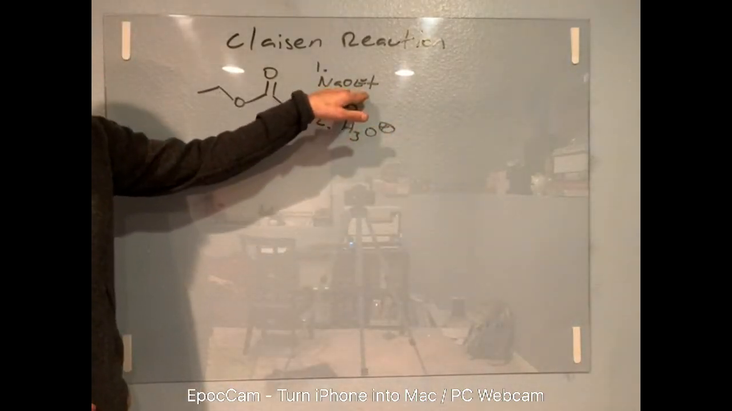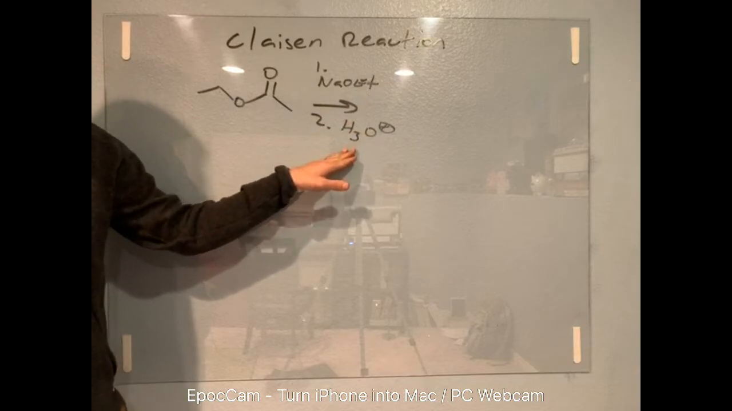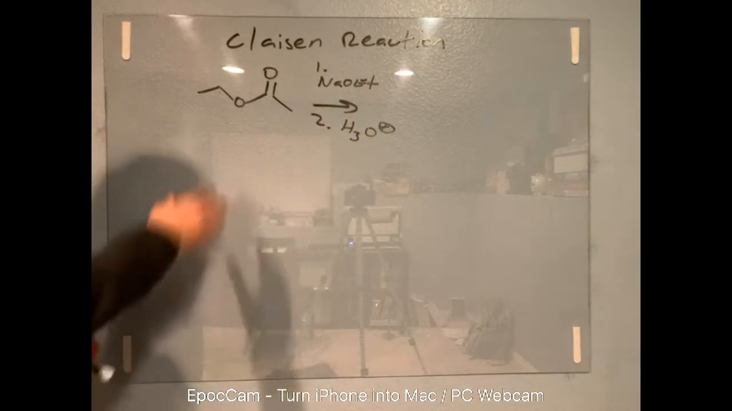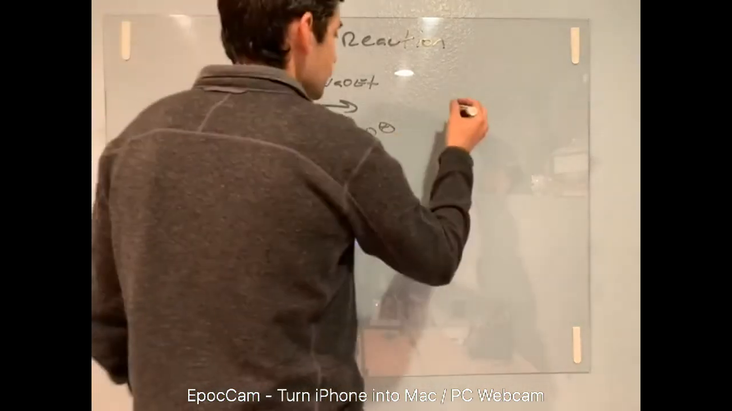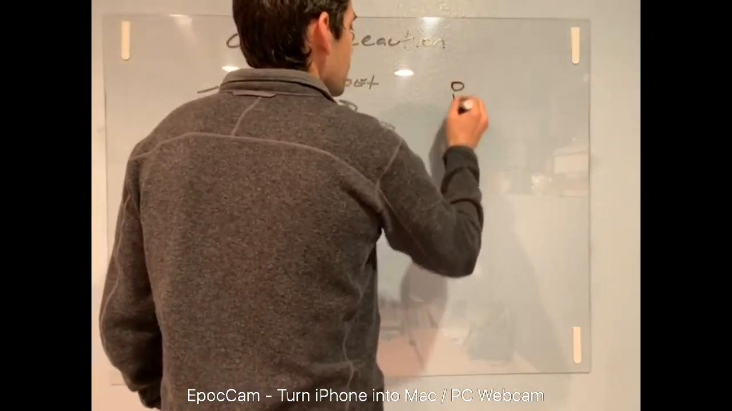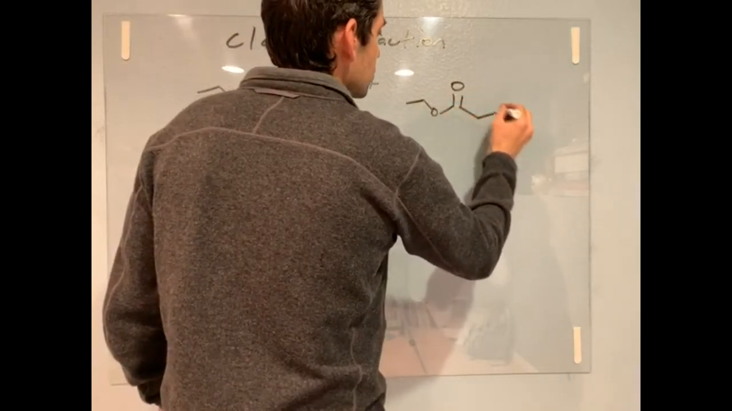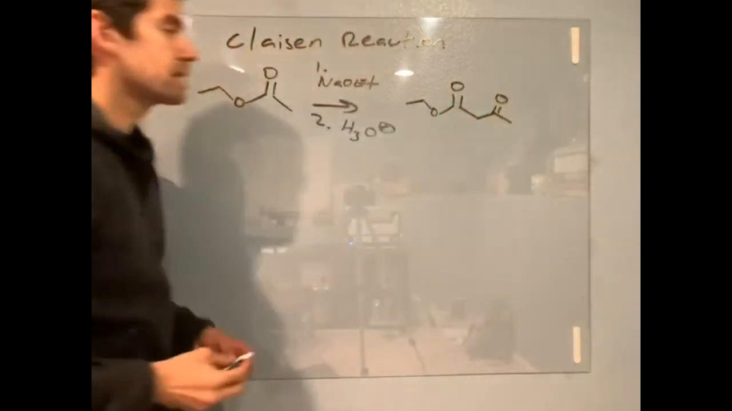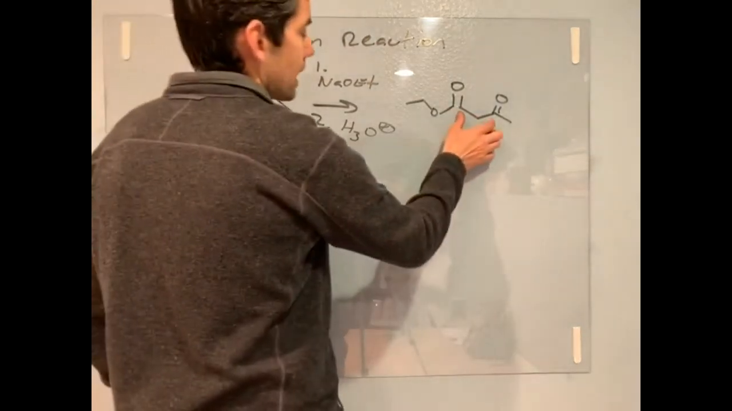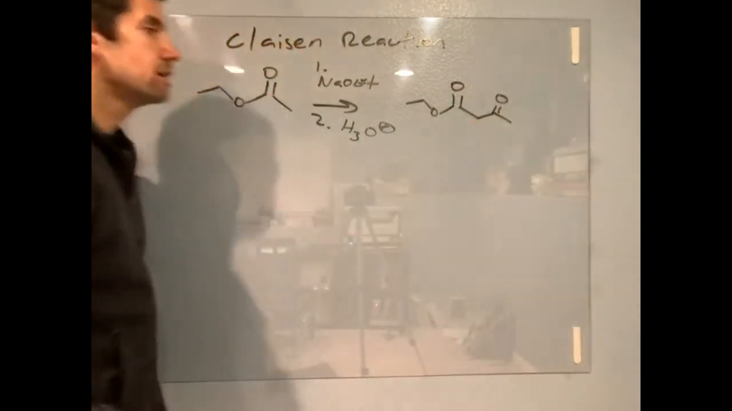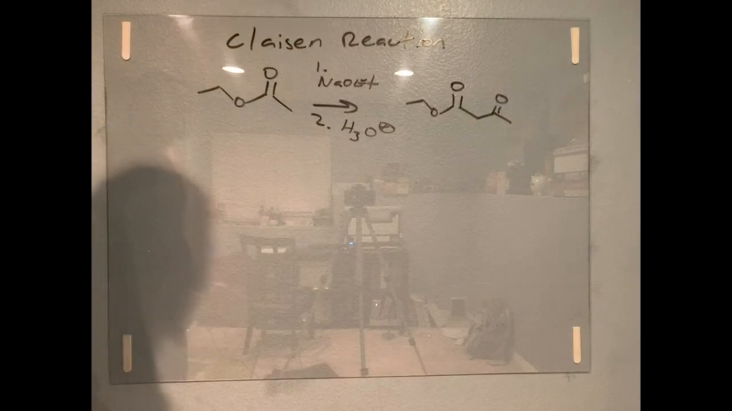Remember, we're under basic conditions, and at the end, we're actually going to have to throw in some acid to kind of neutralize everything. We'll talk about that. And so what's going to happen is this group's going to come in, react with itself, and we're going to form this type of molecule. We've seen this a little bit before, these two carbonyls attached to one carbon. We're going to form this type of carbonyl species, with two carbonyls attached to it.